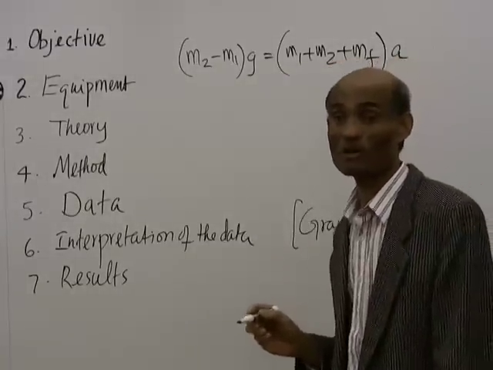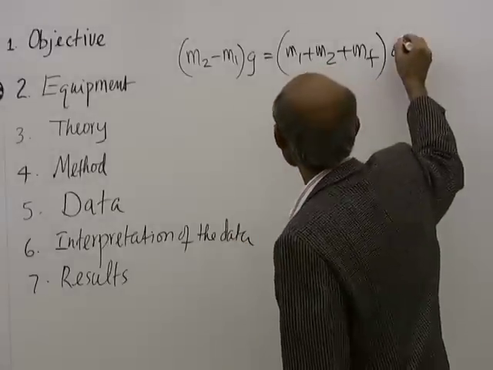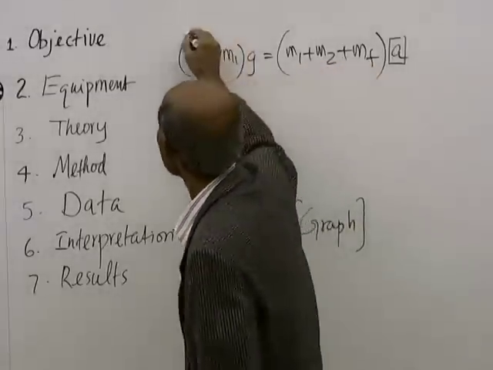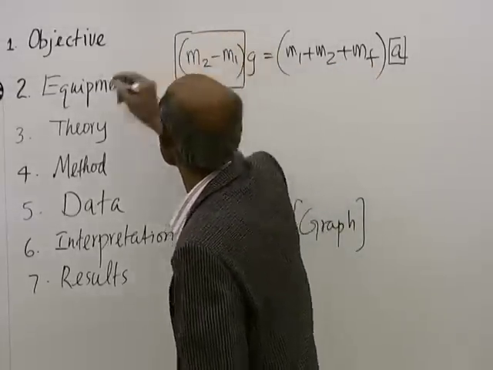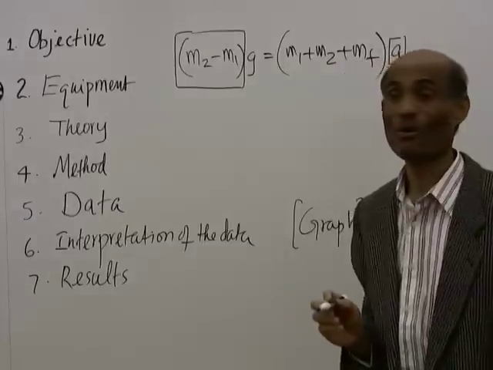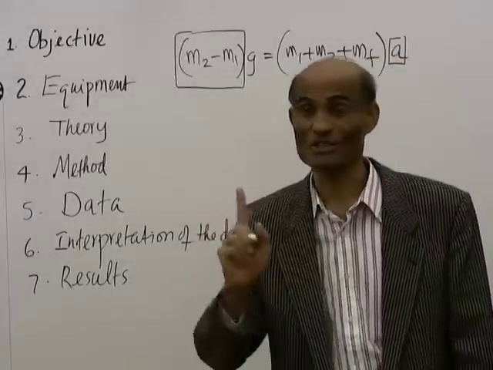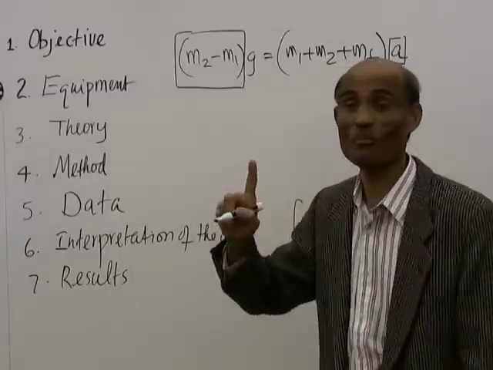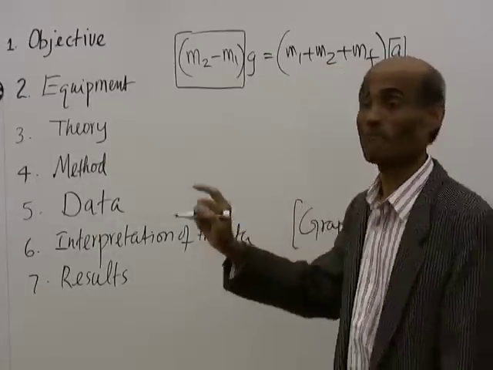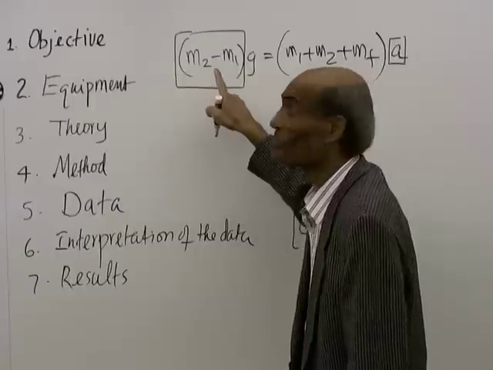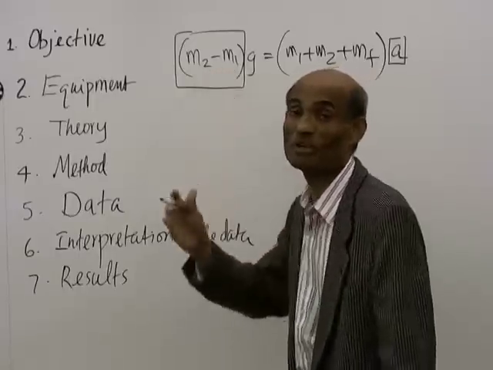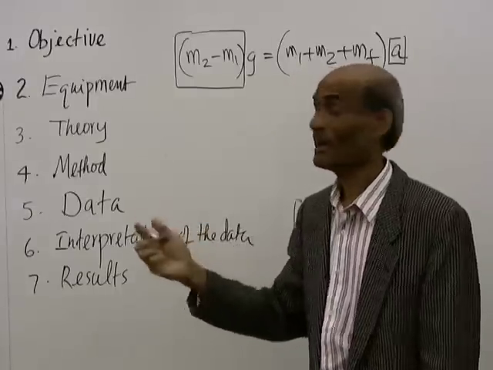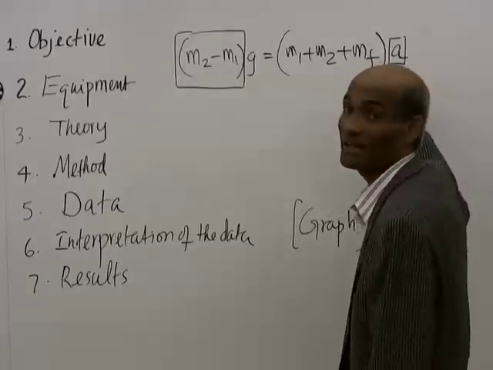And in the first part of the experiment, the acceleration will be a variable, and m2 minus m1 will also be a variable. All the other quantities are constants. So tell me, how will you write this equation in the form y equal to mx? Now, the independent variable is m2 minus m1. We will change m2 minus m1 and we will measure correspondingly.